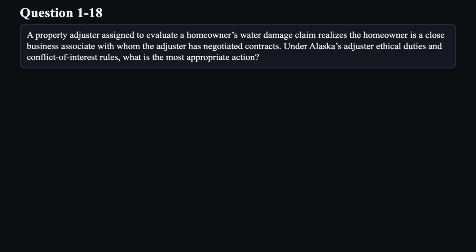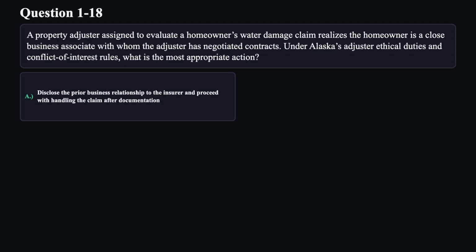Question 18. A property adjuster assigned to evaluate a homeowner's water damage claim realizes the homeowner is a close business associate with whom the adjuster has negotiated contracts. Under Alaska's adjuster ethical duties and conflict of interest rules, what is the most appropriate action?